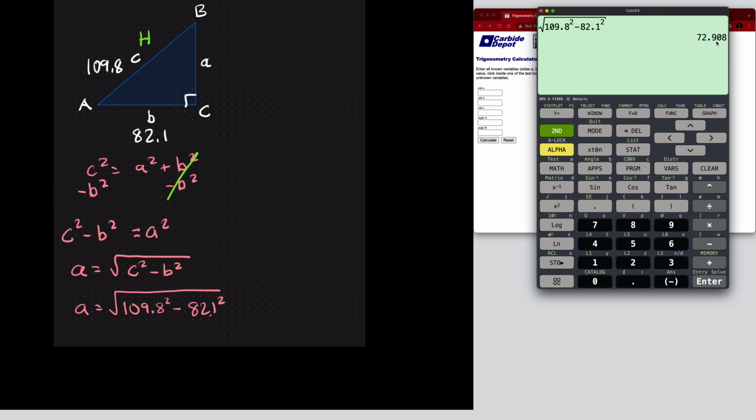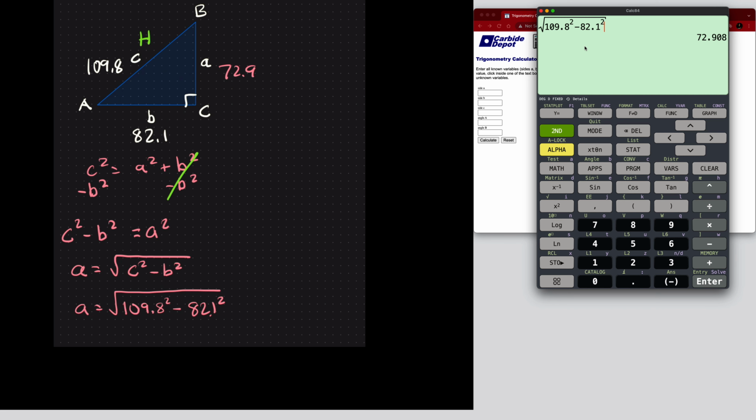Now this is going to become 72.9, but again, it's a value that I'm not going to use in any of my calculations because I may have made a mistake. Also, when you're doing your calculations, you should always go back and double check that you input the values correctly. So 109.8 squared minus 82.1 squared. It's all good.